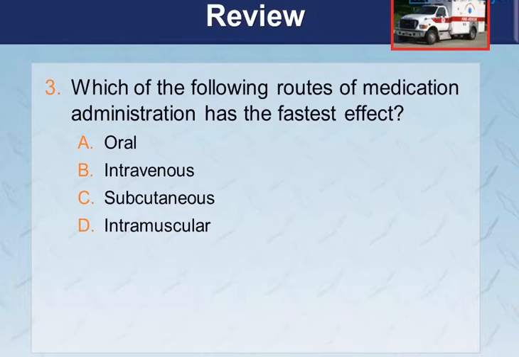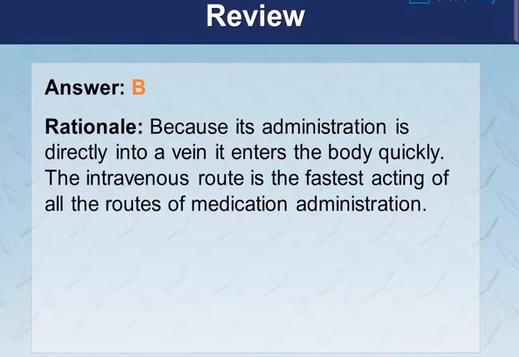Review. Which of the following routes of medication administration has the fastest effect? Oral, intravenous, subcutaneous, intramuscular. Review. Answer: B. Rationale. Because its administration is directly into a vein, it enters the body quickly. The intravenous route is the fastest acting of all the routes of medication administration.